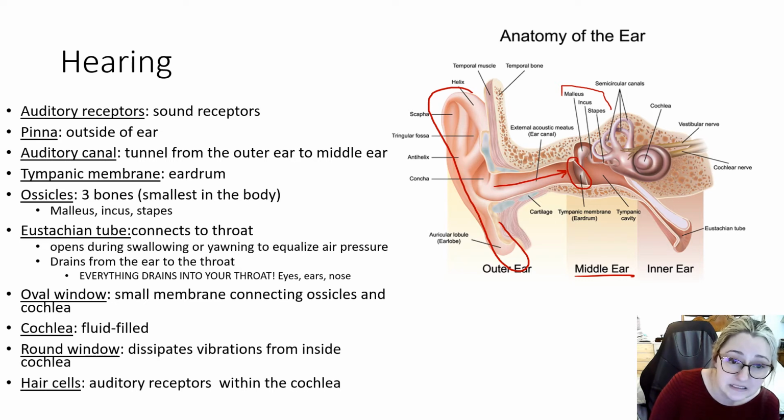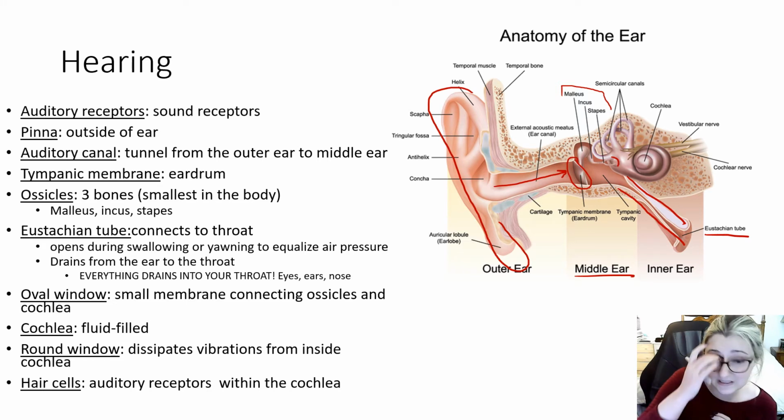The stapes is going to connect to a part of your inner ear, but before we get there, I want to talk about this tube right here. This is called the eustachian tube. It is going to connect your middle ear to your throat. The purpose of this is to drain anything, whether it's wax or water or anything that gets into your ear, as well as to balance or equalize air pressure from outside your body to your inner ears.